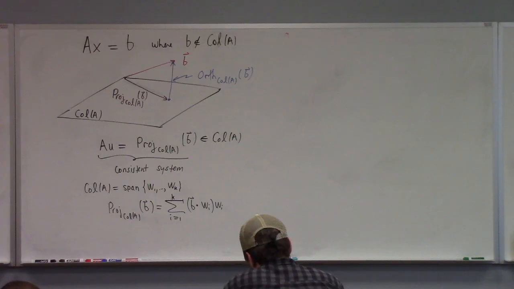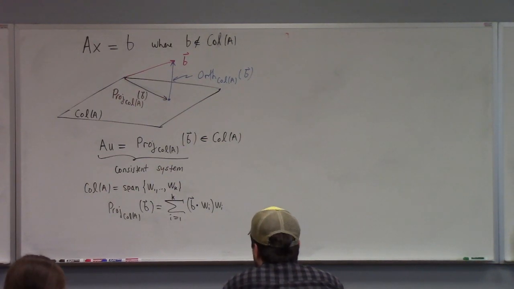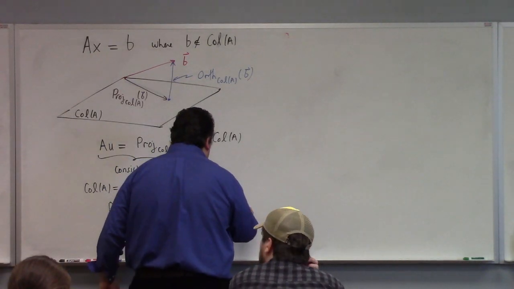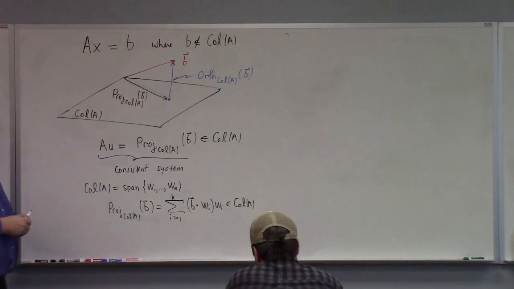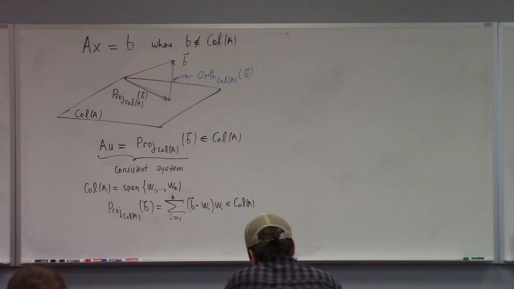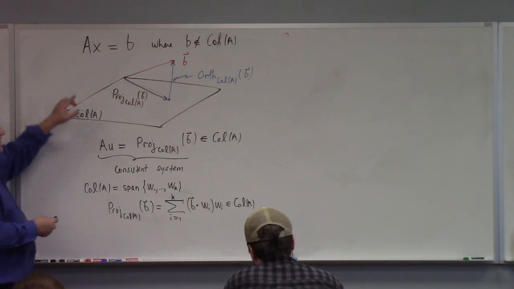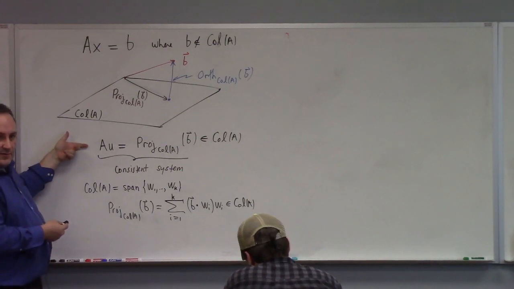We need that W1 through WK to be orthonormal for this formula to make sense, all right? But it should be clear that that is an element of the column space of A, right? Can you guys see that? I mean, this is an element of the column space of A. And if you go back to the earlier part of the course, we proved that you can solve a system if it's in the column space of the coefficient matrix, right? So I can't solve the given problem, but I can solve a corresponding problem.